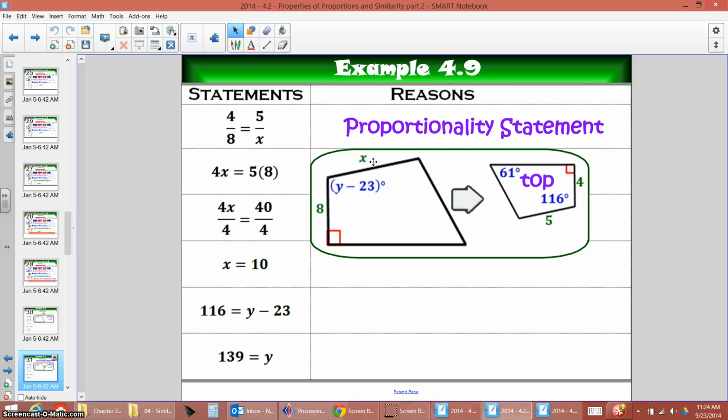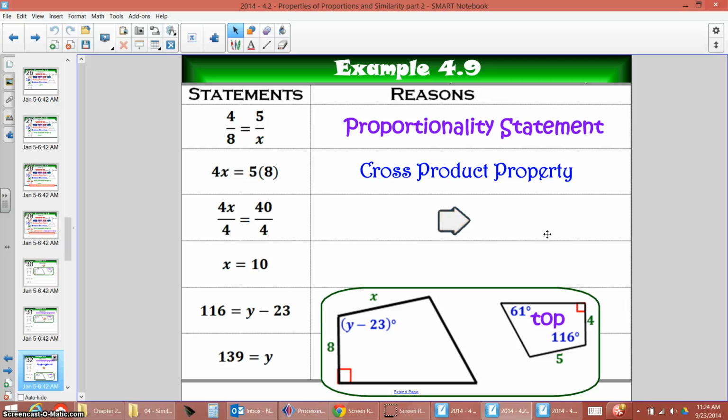Well, that's just proportionalized. That's just given to you. We have to write it as a proportional statement. All right, and then we look here and we say the cross product property. We're good with this.